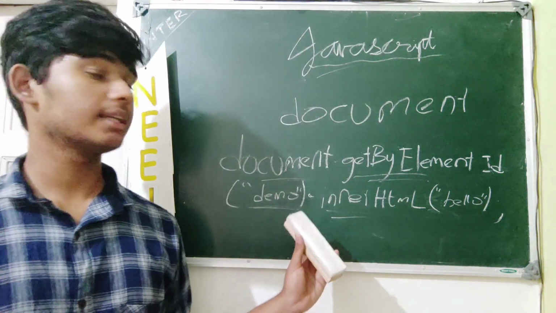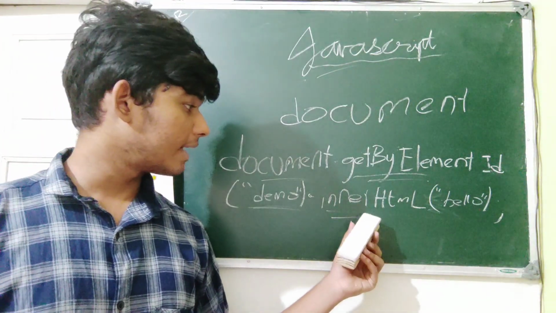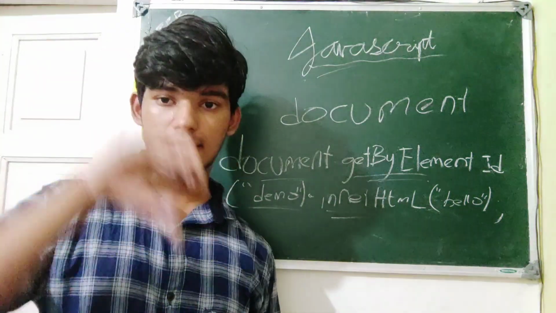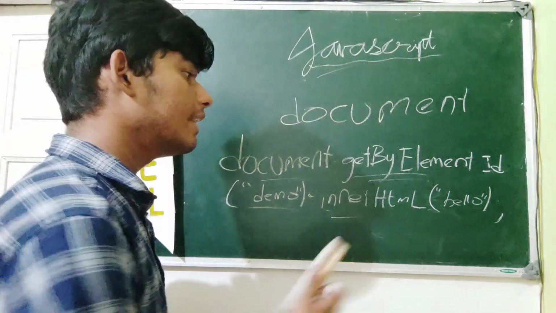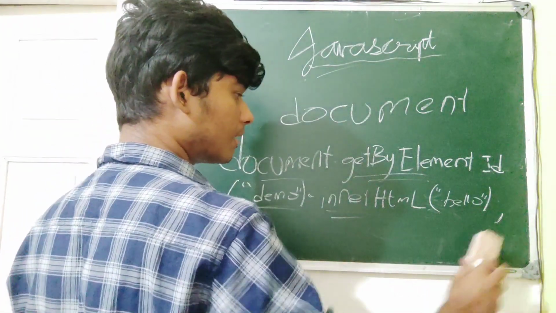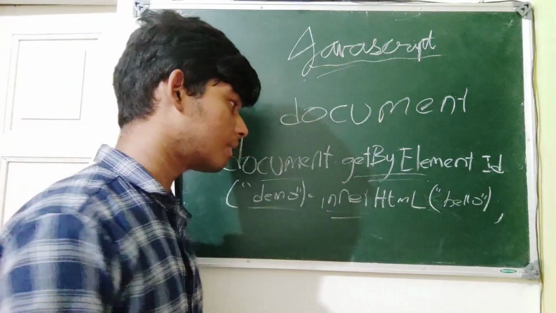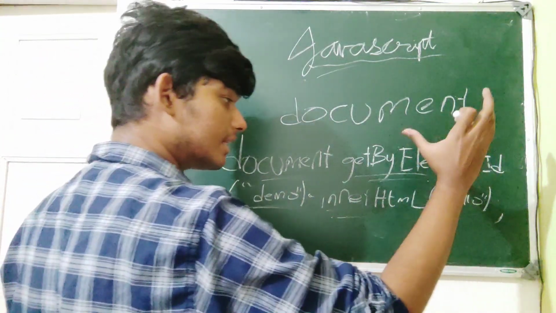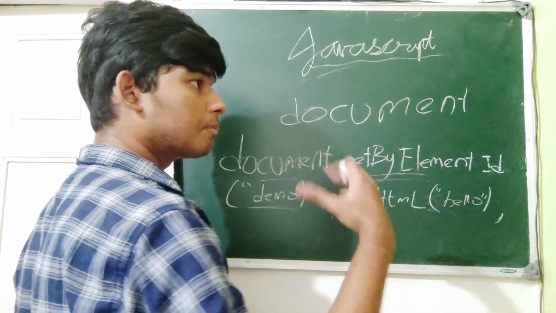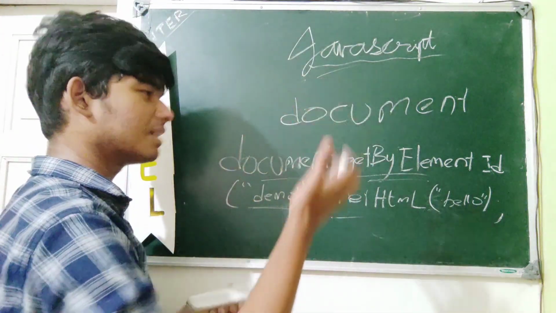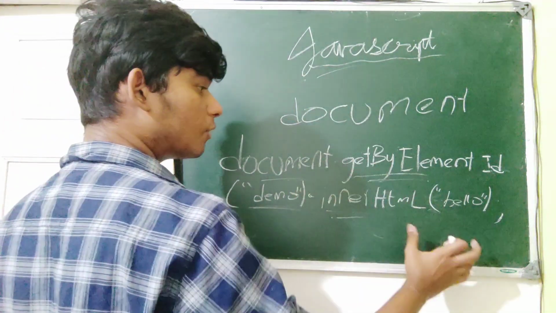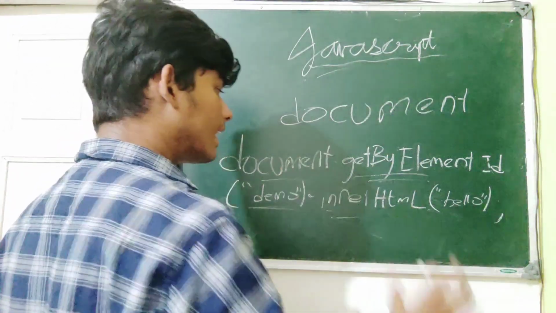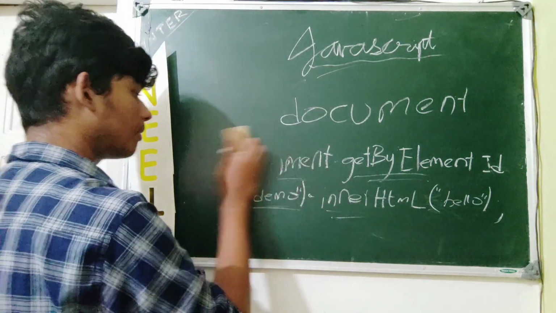So let us assume that hi is the outer HTML and hello is the inner HTML. So this is the hidden value of the inner HTML, while the other is something that is visible to everyone. But by using inner HTML, what we're doing is replacing the hi with hello. So we're basically telling the code that hello is the true value and we need to display hello, not hi. So that is how document.getElementById works.